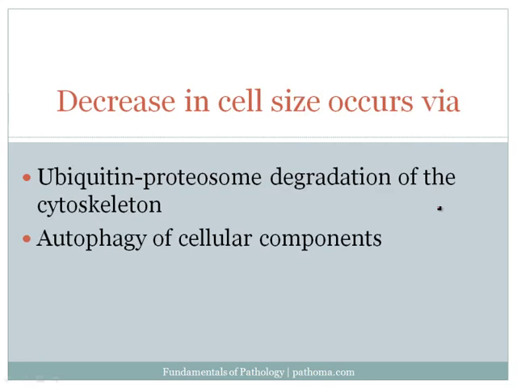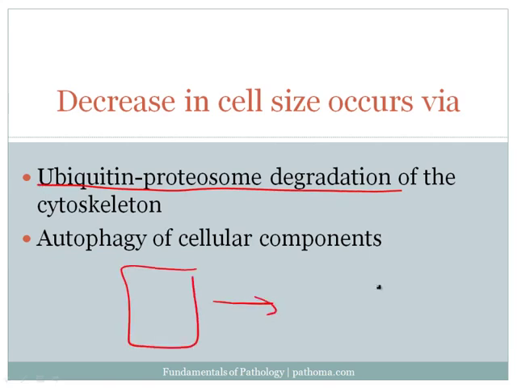A decrease in cell size is going to occur by 2 primary mechanisms. The first is something called the ubiquitin proteasome degradation pathway. Now, what's the idea here? Well, recall that if you've got a cell that's this big and you want the cell to shrink down to something that's smaller, in order for the cell to shrink, this skeleton, called the cytoskeleton, that was maintaining the size and shape of the cell, has to be broken down so that the cell can become smaller. The mechanism by which the cytoskeleton is broken down is called the ubiquitin proteasome degradation pathway.